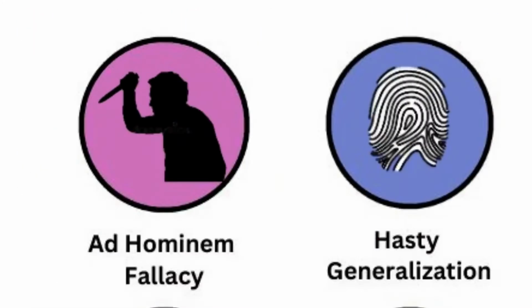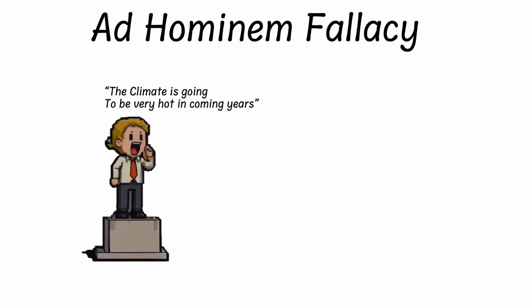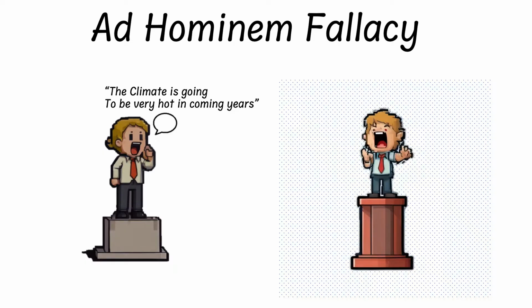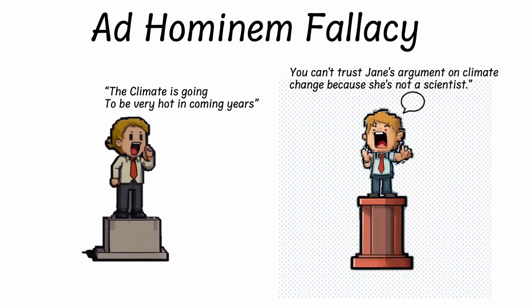Ad hominem fallacy. The ad hominem fallacy occurs when someone attacks the character, motive, or other attribute of the person making an argument rather than addressing the substance of the argument itself. The aim is to discredit the person to undermine their argument.